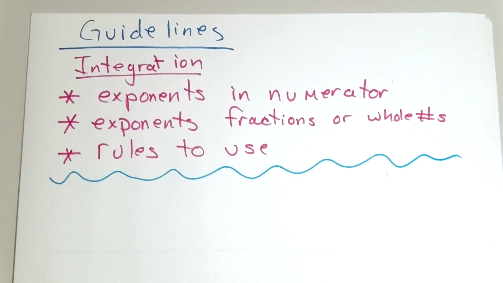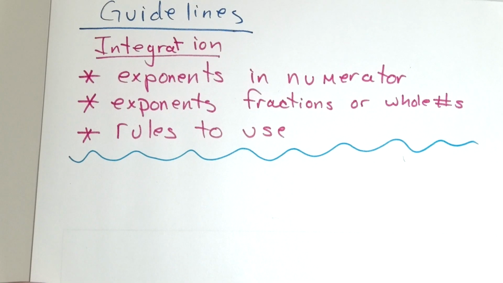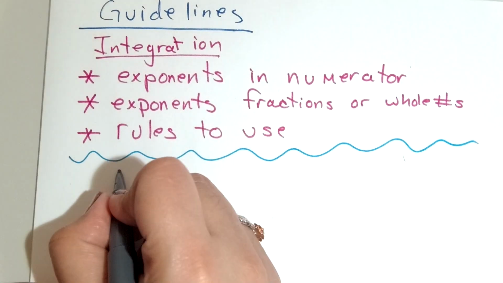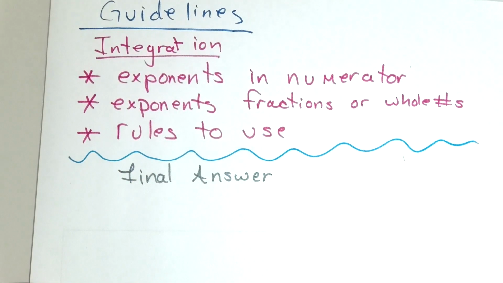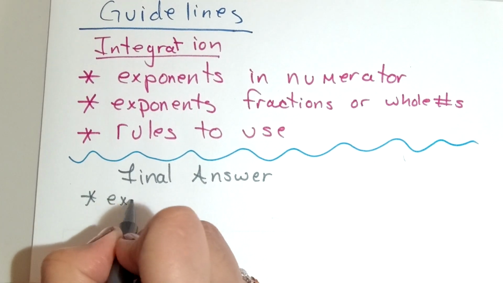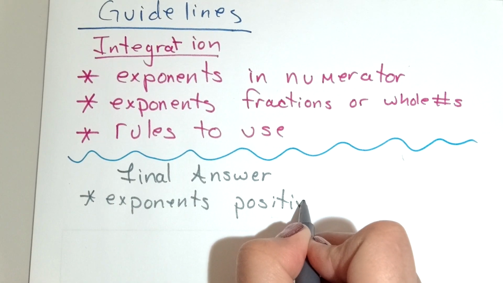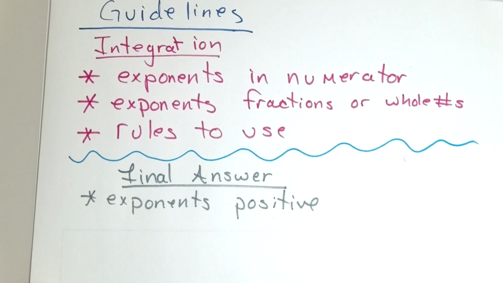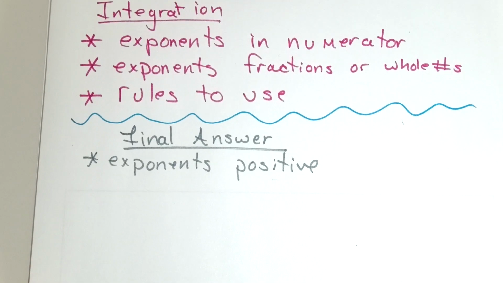Just a few more things before we get to the examples. For your final answer, and I don't know how many times I have to remind you guys, you have to do these things for your final answer. You have to make sure your exponents are positive. If they're not positive, you're going to have to use your negative exponent rule to flip them to the denominator.